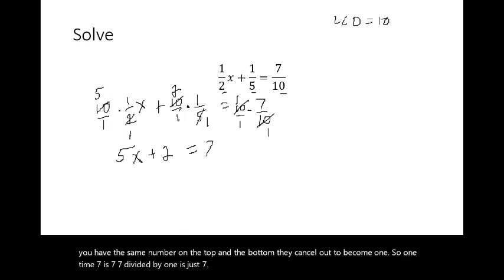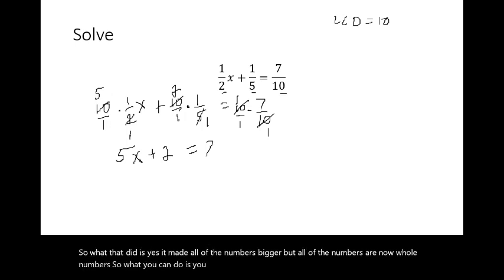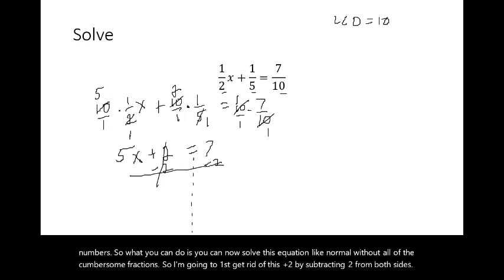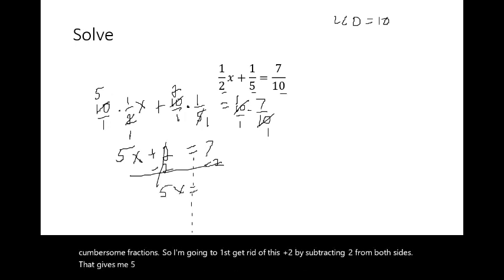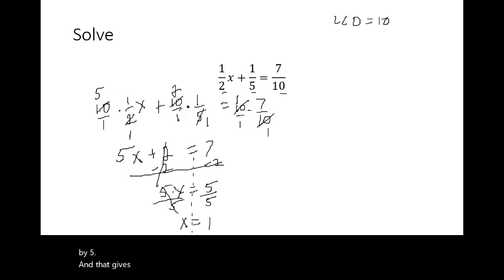So what that did is, yes, it made all of the numbers bigger, but all of the numbers are now whole numbers. So what you can do is you can now solve this equation like normal without all of the cumbersome fractions. So I'm going to first get rid of this plus 2 by subtracting 2 from both sides. That gives me 5x is equal to 5. Then I'm going to get rid of this times 5 by dividing both sides by 5. And that gives me x equals positive 1.